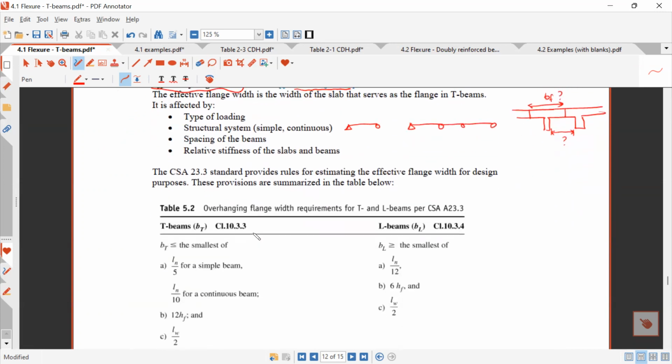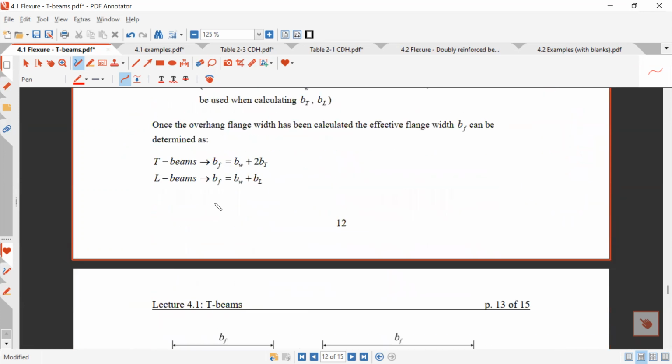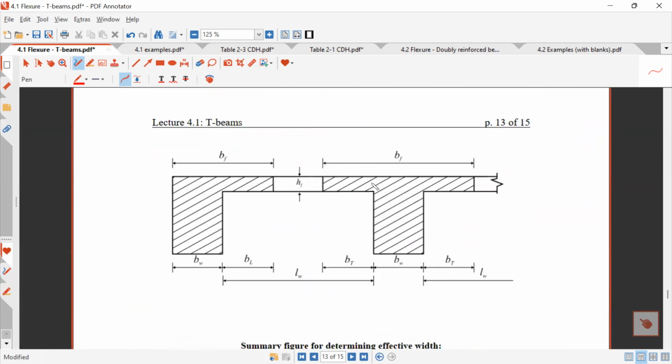Okay, so there's a table here which explains this. It's going to define these things which are given in this figure here. So you need to look at this figure. Here's BF. Here's BW, what we saw before. So this is what we're trying to calculate, right? We're trying to determine BF. To determine this, we're going to need this BT.